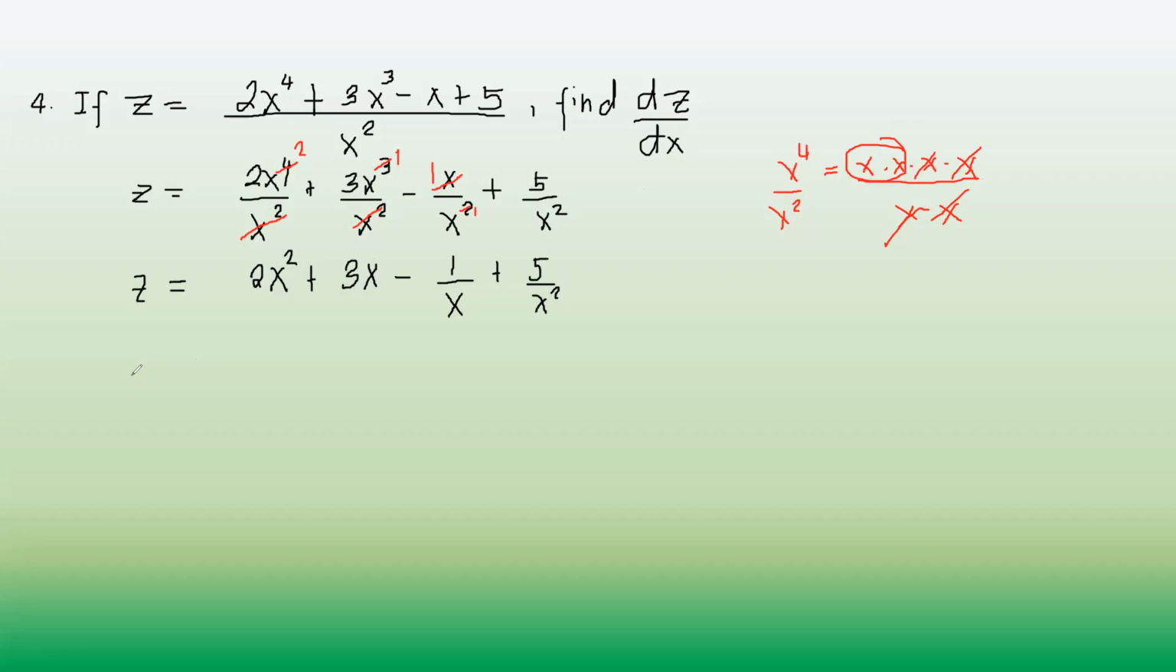Then, again, para yan ay ma-differentiate, meron tayong variable sa denominator. Iaangat natin siya kaso mare-reverse yung mga exponent doon, yung sign. Then z will become 2x squared plus 3x minus x raised to negative 1. Ito ay positive 1. Inangat natin, magiging negative 1. Plus 5 x raised to negative 2.